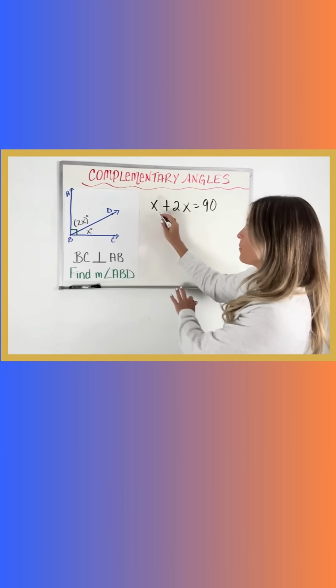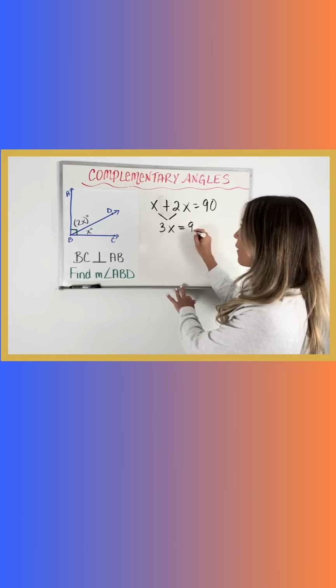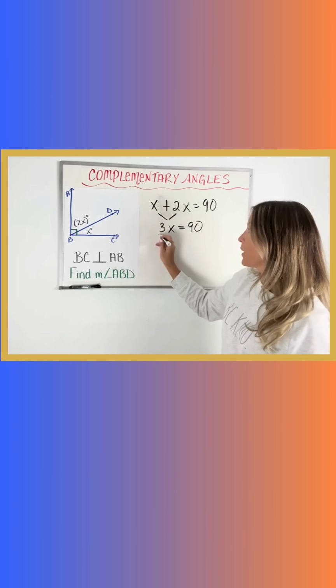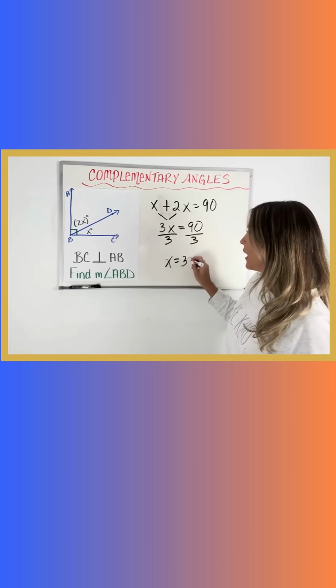So these are like terms. 2x plus x is equal to 3x. So now I have 3x equals 90. And to solve a one-step equation, this is multiplication, so I'm going to divide by 3 on both sides. And that's going to give me x equals 30.